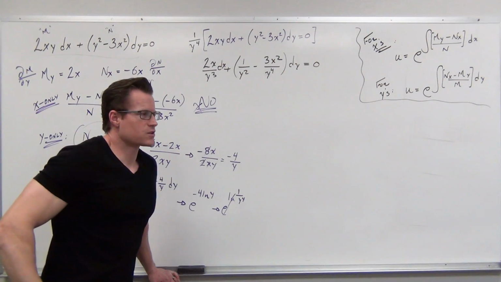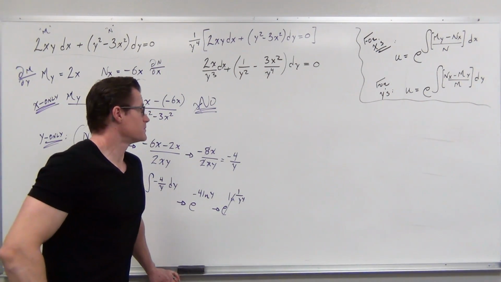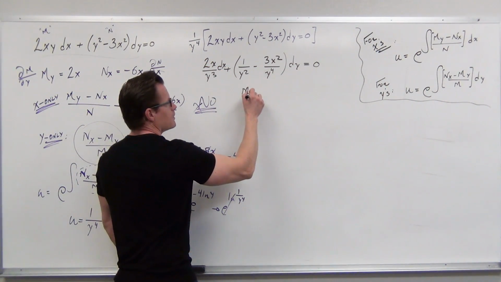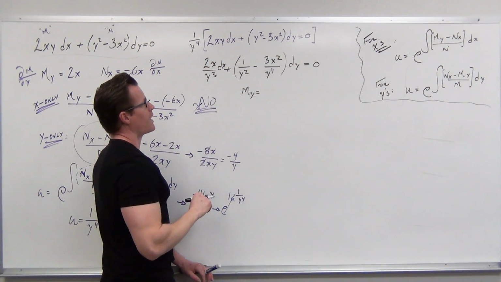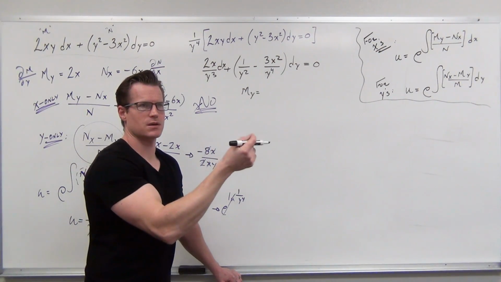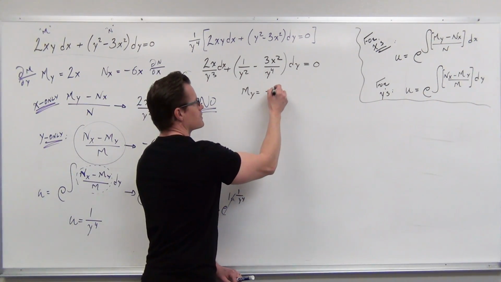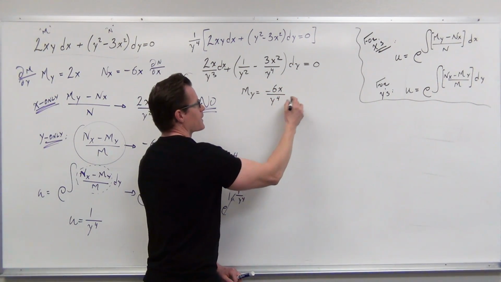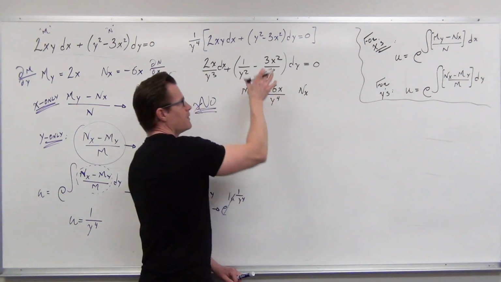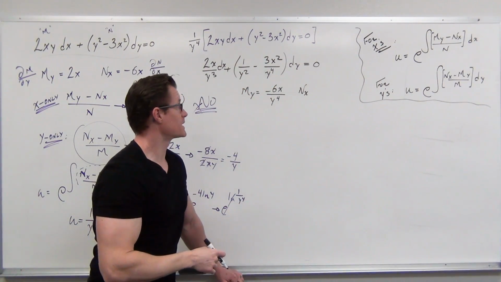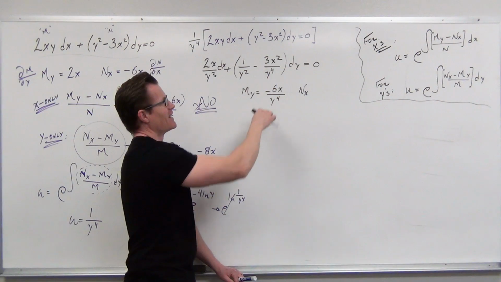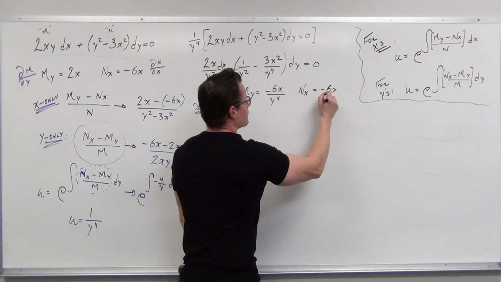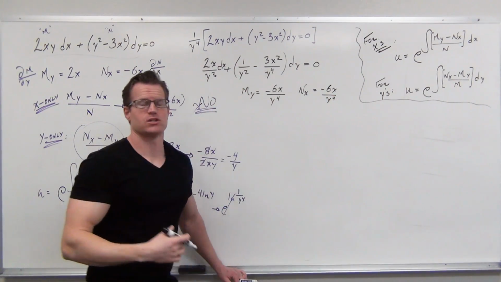You know what you should do now, just for your own edification, just to see it. Take the mixed partials again. This is your new m. With respect to y, let's see, that would be 2x, y to the negative third. I bring down the negative 3, that's a negative 6x, y to the negative fourth would be over y to the fourth. And this would be your new n. With respect to x, that would be, look at that, negative 6x over y to the fourth. What the heck? That actually works.